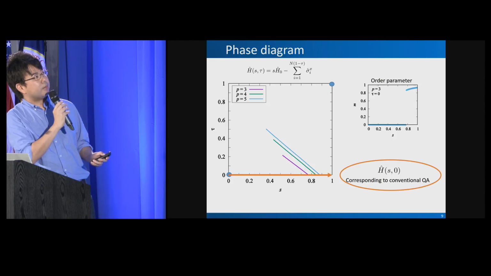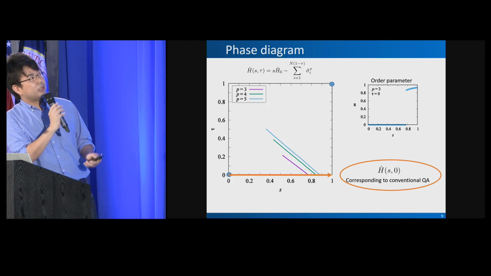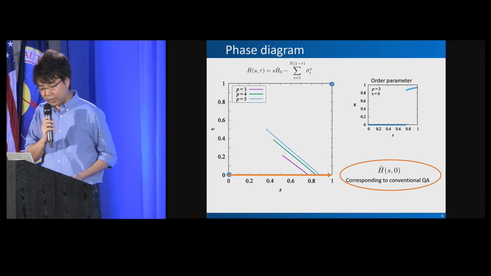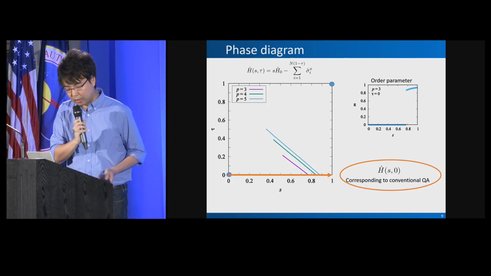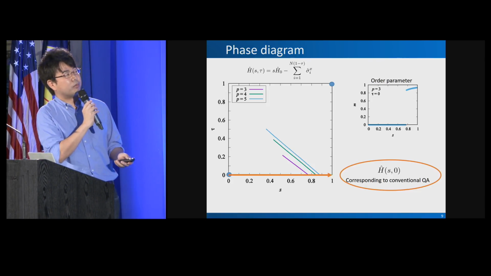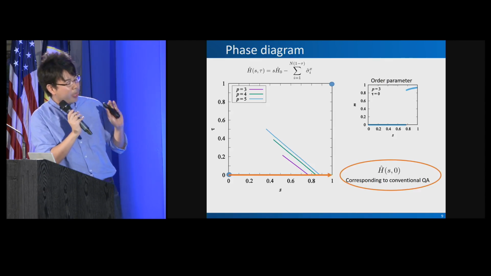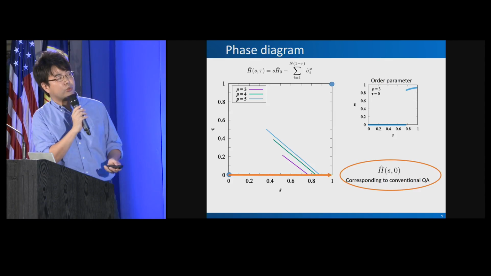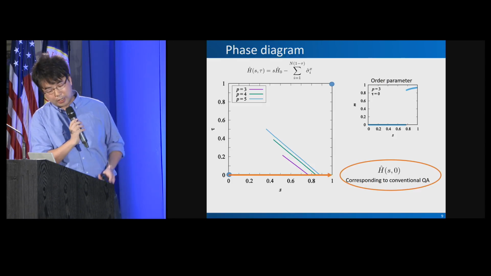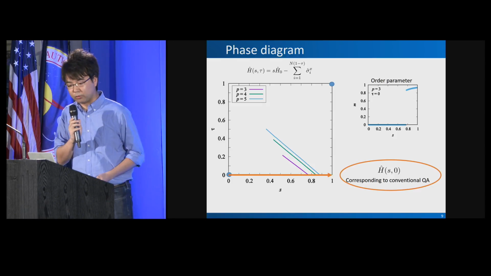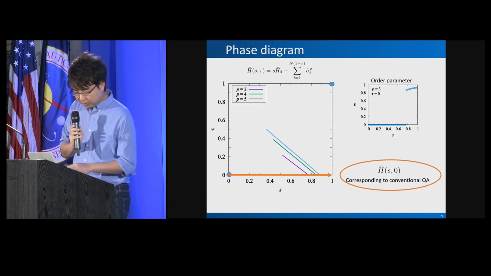As you can see, this path crosses the first order phase transition line here. And you can see the first order phase transition appears at this point by evaluating the order parameter. This is for p equals 3 and tau equals 0, this point. The order parameter changes discontinuously at this point. It is a typical behavior of the first order phase transition.